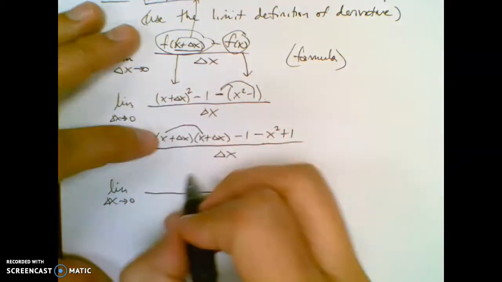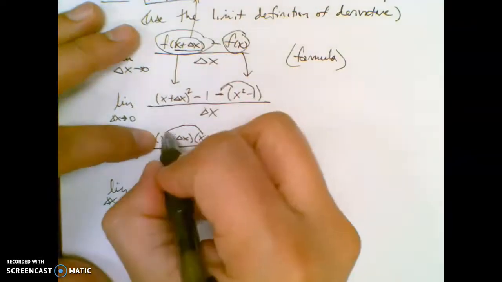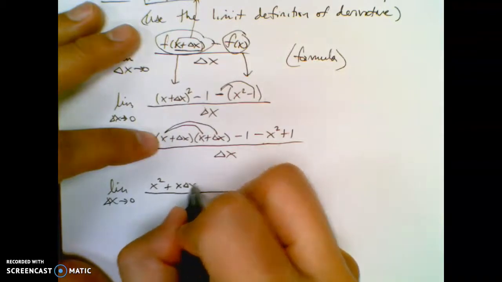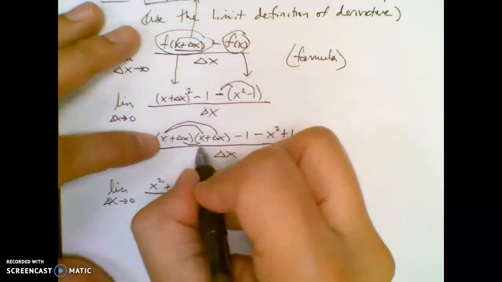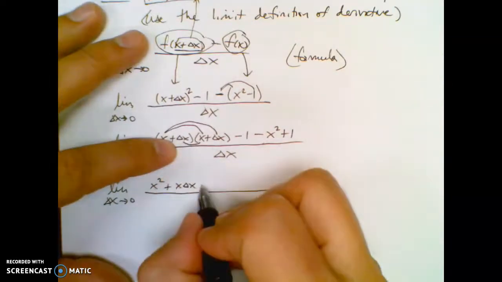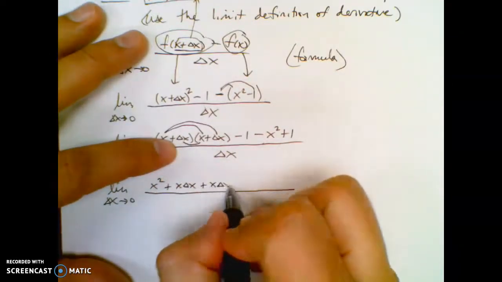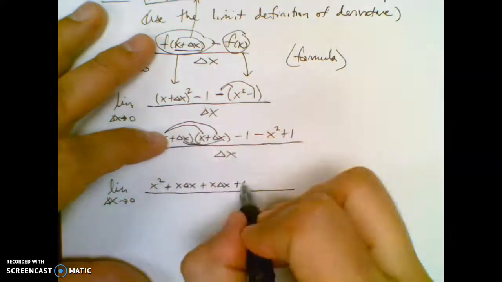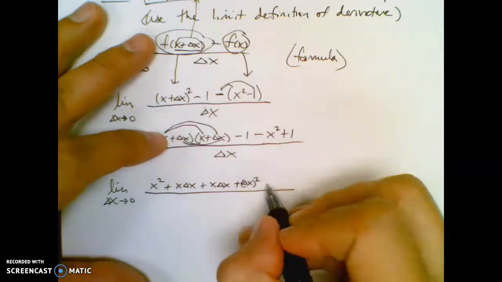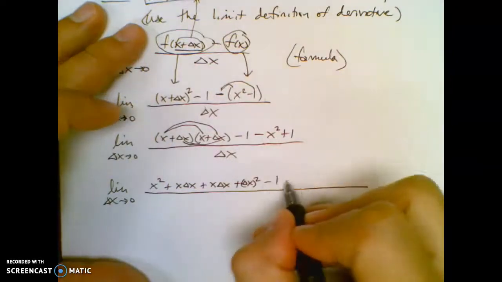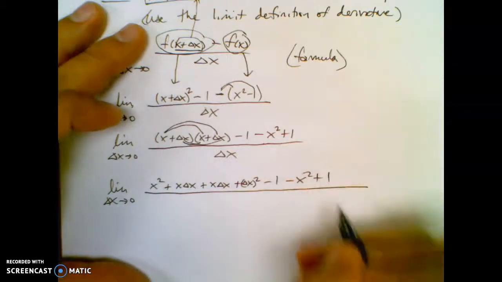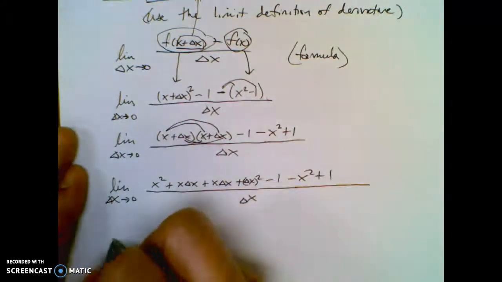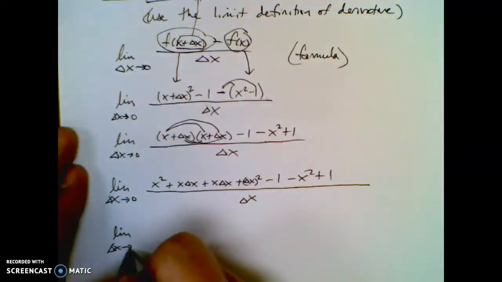You got first times first, which is x squared. You got outer, which is x delta x. I know, doesn't look right, but it is. You got inner, which is, don't say delta x, x delta x, same order. And last times last is delta x squared. Now I still got this minus 1, I still got minus x squared. To be good at these, you have to be good at keeping track of your stuff. You got to keep it together. All right, let me finish this guy up.